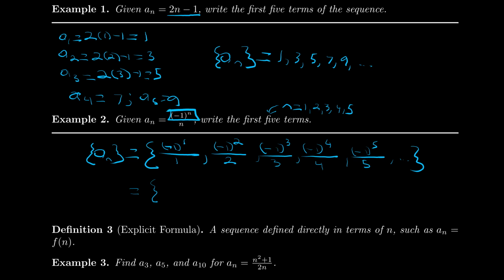Negative 1 to the first power is just negative 1, so this will be negative 1 over 1, which is just negative 1. Negative 1 squared: if you raise a negative number to an even power, you will get a positive number. So you get a positive 1/2. Then you'll get a negative 1/3. Then a positive 1 over 4. Then a negative 1 over 5.